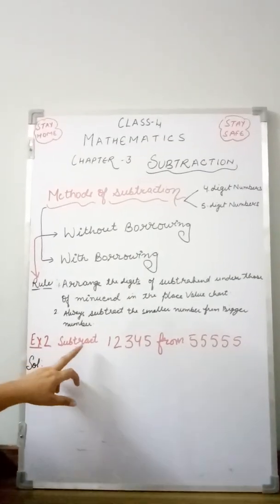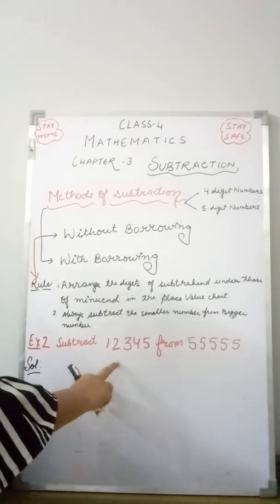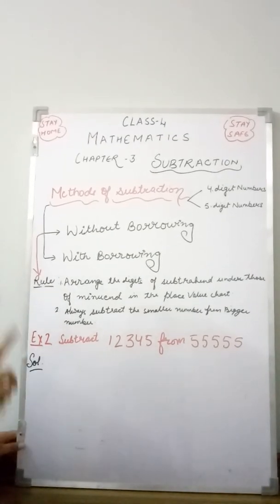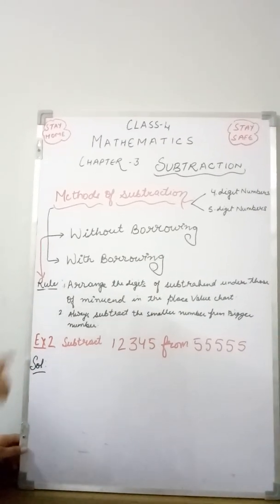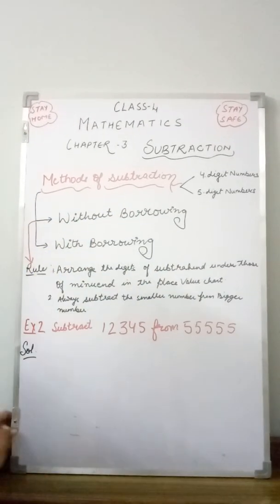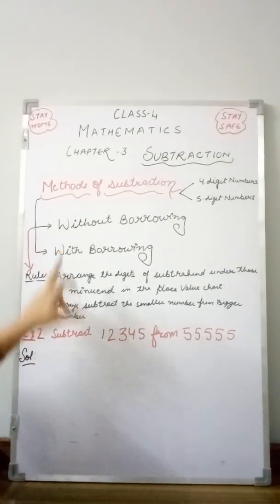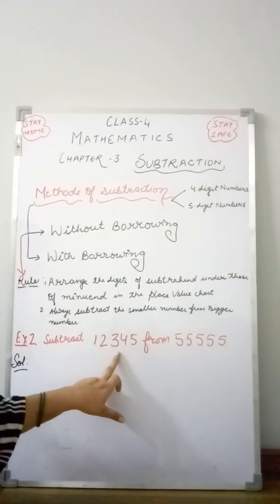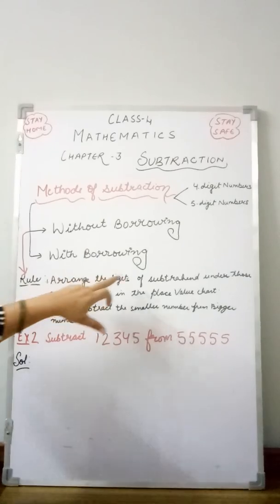Okay student, let's take one more example. Now this time this example is of a 5-digit number. My last example was a 4-digit number, how to subtract a 4-digit number without borrowing method. Again we are going to explain this method with a 5-digit number. Again the rules are same students. Arrange the digits of subtrahend.